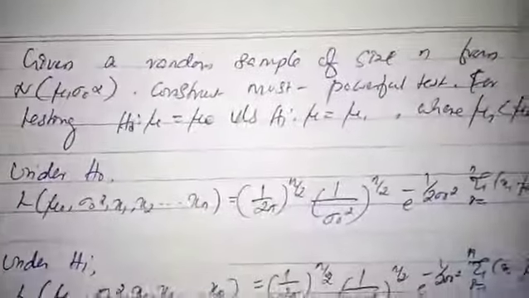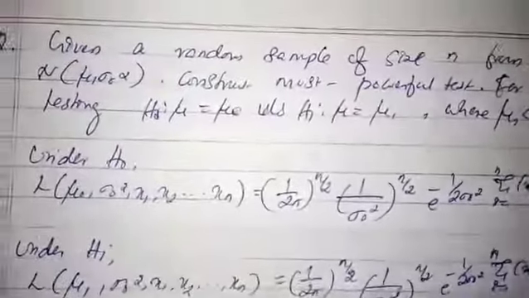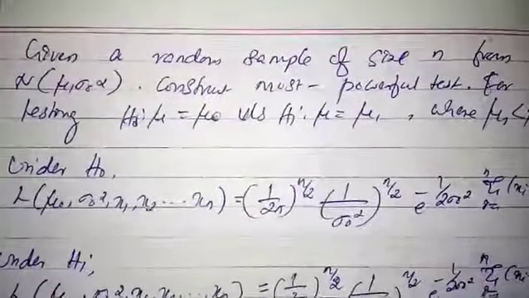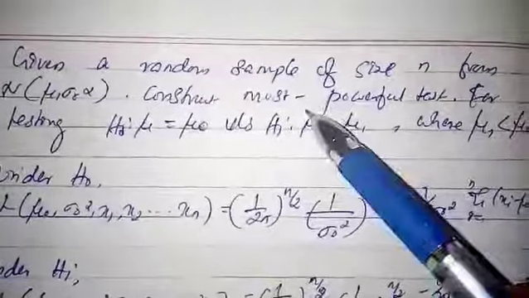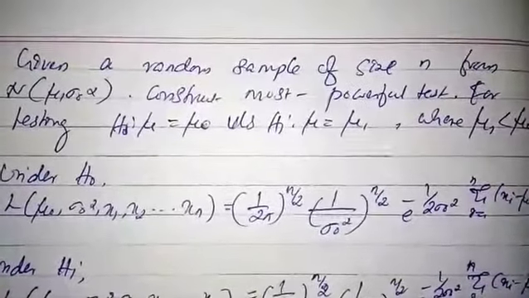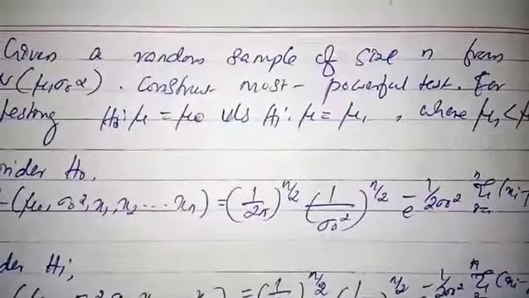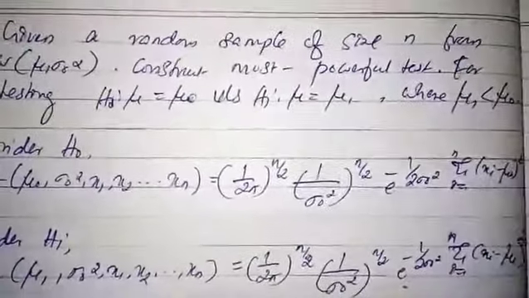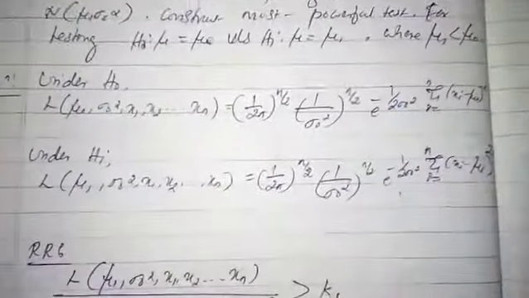So today we will start from yesterday's homework problem. In this problem, there is a given random sample of size n from a normal distribution with mean mu and variance sigma naught square. Construct the most powerful test for testing H0: mu equal to mu naught versus H1: mu equal to mu 1, where mu 1 is less than mu naught. So it's similar to the last problem.